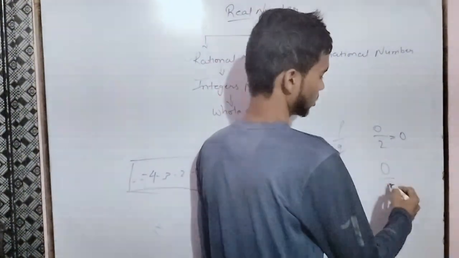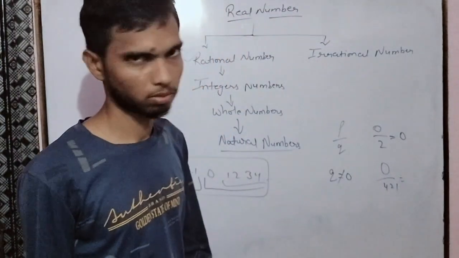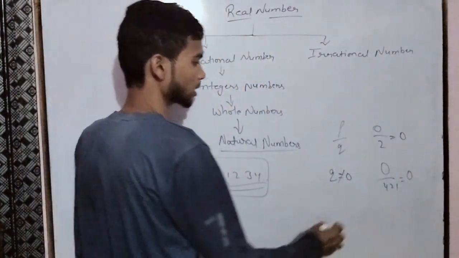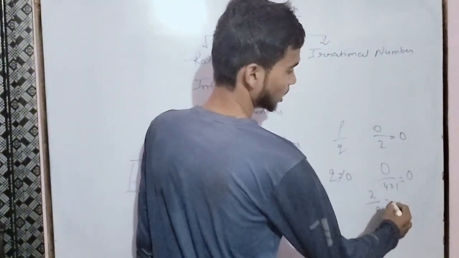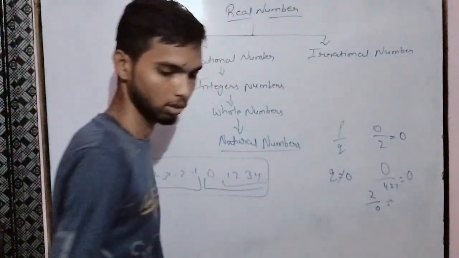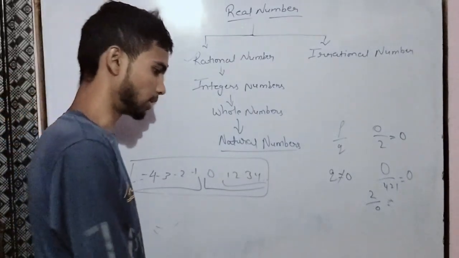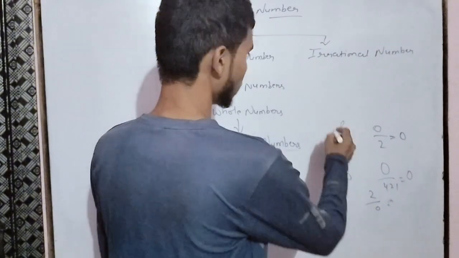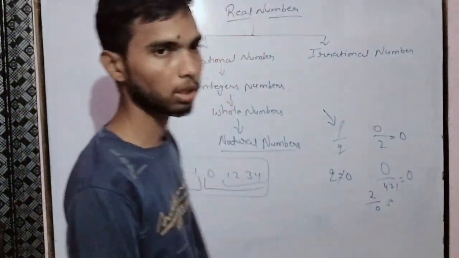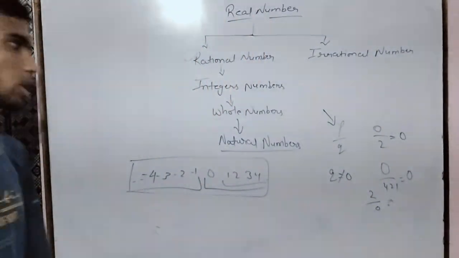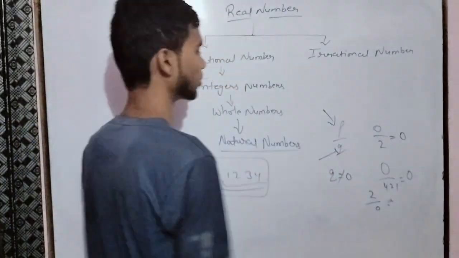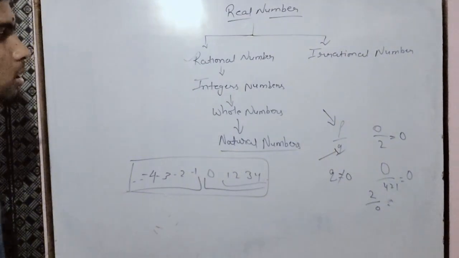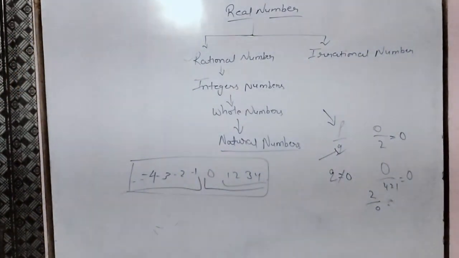Let's say 0 upon 421, that will be 0. But when it comes to 2 upon 0, then it will not be defined. It will be infinity. Clear? Now, this upward number is the numerator, and this downward number is the denominator. Clear? I hope you have understood.